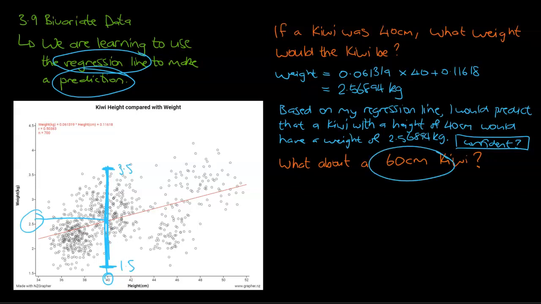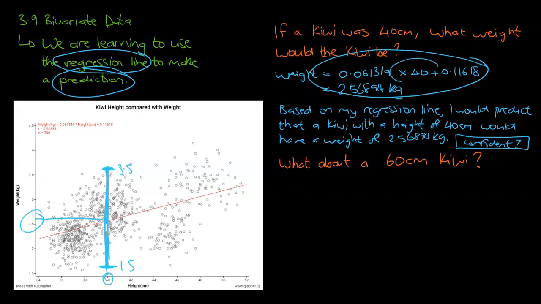So let's have a look at another example, a 60 centimeter kiwi. And we're going to be doing the same thing. We're going to be using that formula that we did above, but instead of the 40, we're now going to sub it out and put in the 60.